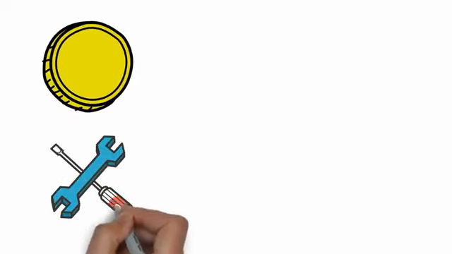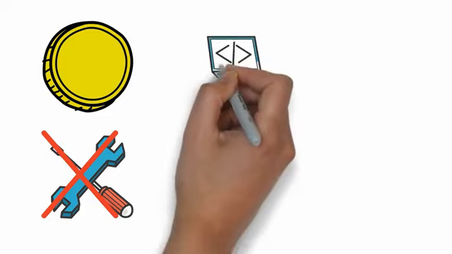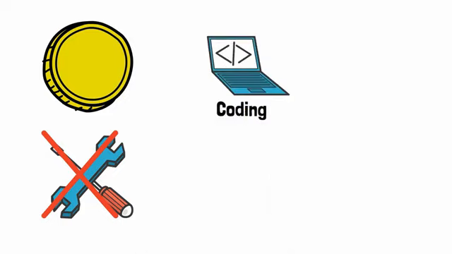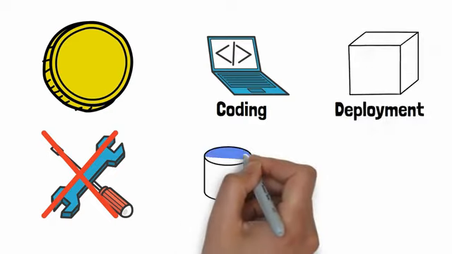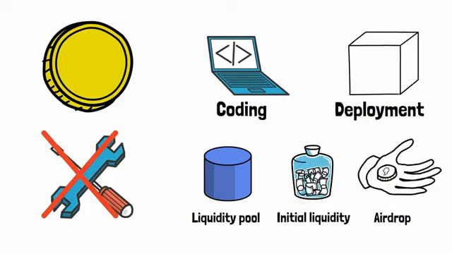So now you know the basics, but how can you create your own token? A first solution would be to create a token from scratch without using any tool. But if you do this, it's quite complex. First, you need to create the code of the token, which requires some coding skills. Then you need to deploy the token to the blockchain, create a liquidity pool, supply the initial liquidity, and do an airdrop. Are you lost?